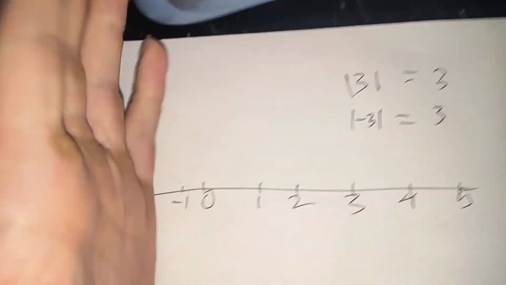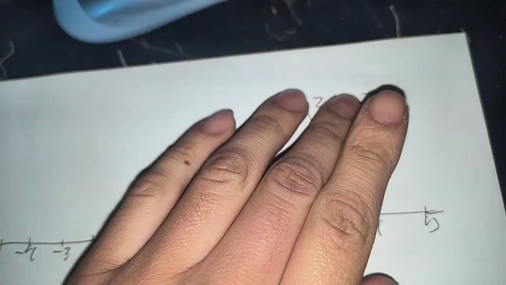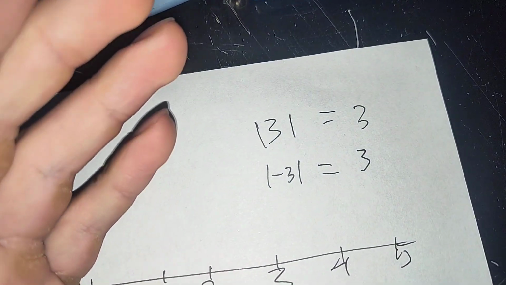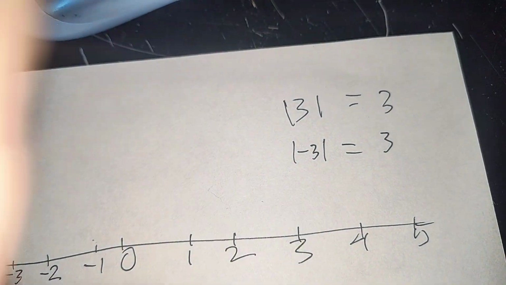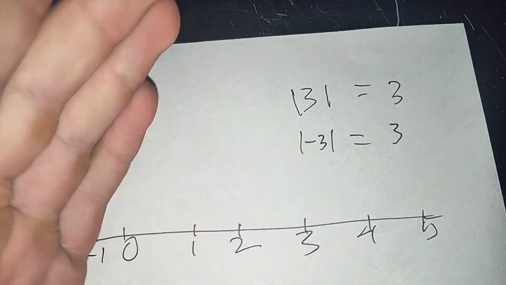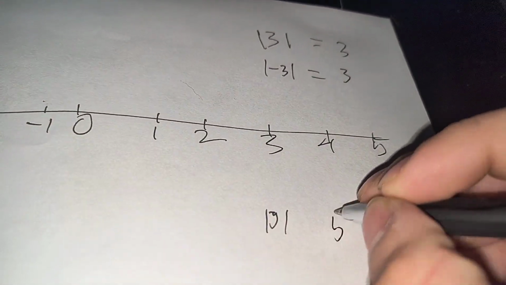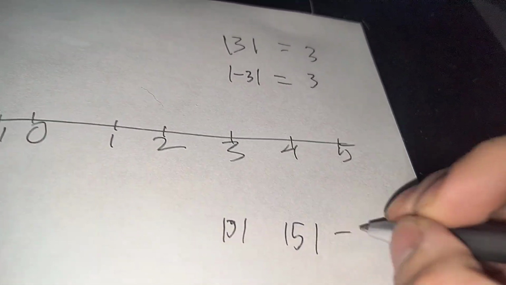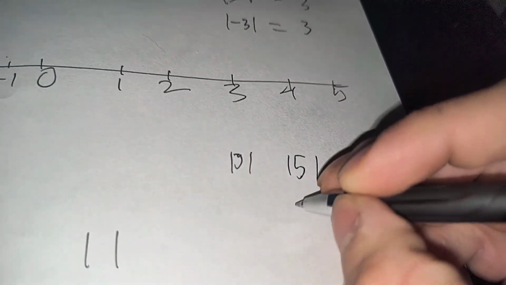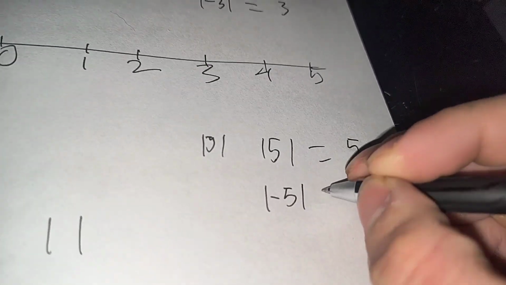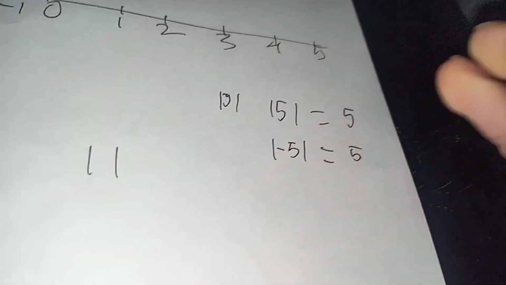So the absolute value of a positive number is just going to be that positive number. And the absolute value of a negative number is going to be the opposite of that negative number, the positive version of that negative number. The absolute value of 5 is equal to 5. The absolute value of -5 is equal to 5.